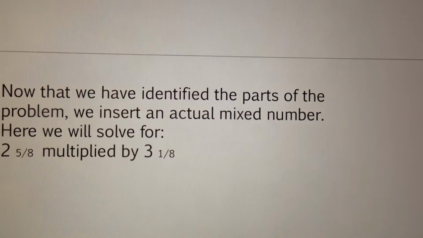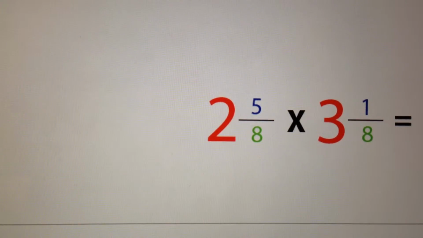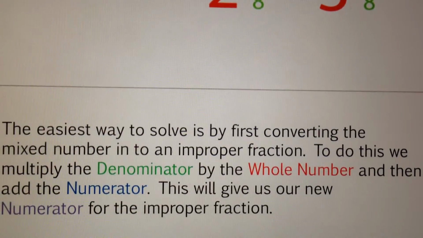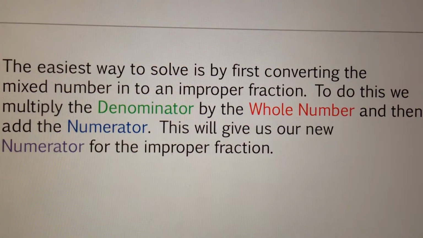So now that we've identified the parts of the problem, we insert an actual mixed number, and we're going to solve for 2 5/8 multiplied by 3 1/8. So here's our problem. You can see our whole number's in red, our numerator is in blue, and our denominator is in green. So the easiest way to solve is by converting the mixed number into an improper fraction.